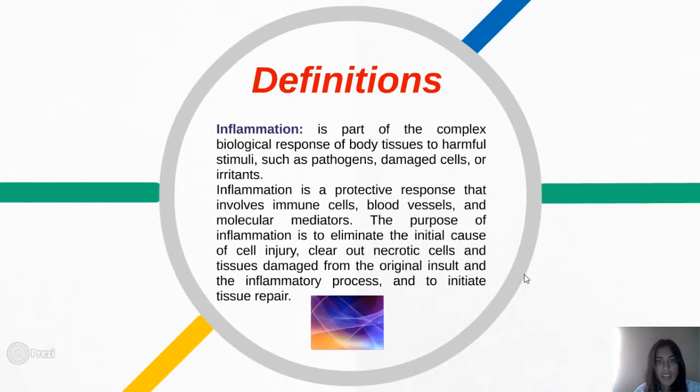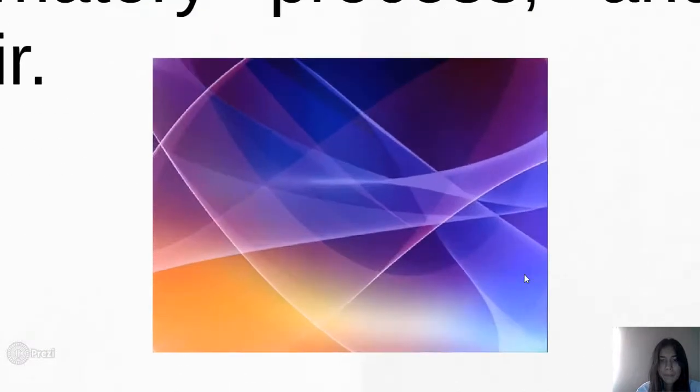Definitions. Inflammation is part of the complex biological response of body tissues to harmful stimuli, such as pathogens, damaged cells, or irritants. Inflammation is a protective response that involves immune cells, blood vessels, and molecular mediators. The purpose of inflammation is to eliminate the initial cause of cell injury, clear out necrotic cells and tissue damage from the regional insult and the inflammatory process, and to initiate tissue repair.